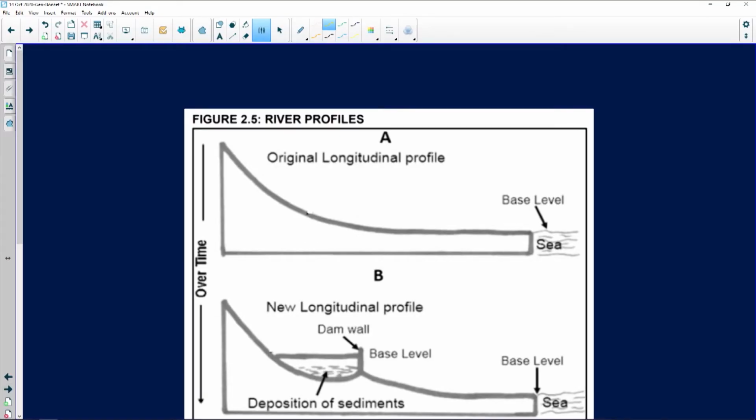Our next question is also geomorphology. So let's just quickly move on to our next question. And if we look at figure 2.5, we're dealing with river profiles. Okay. And I just quickly want to sort this out quickly.